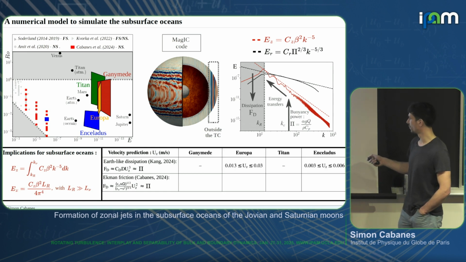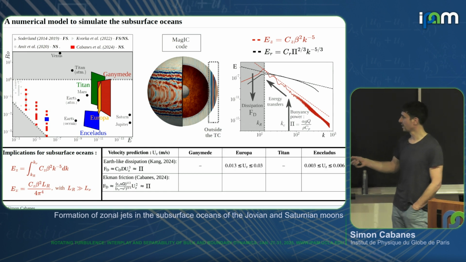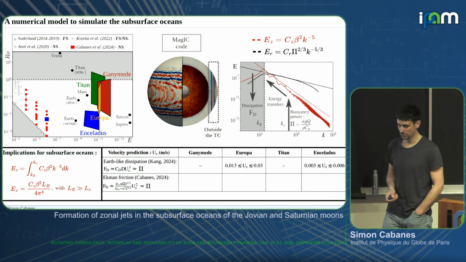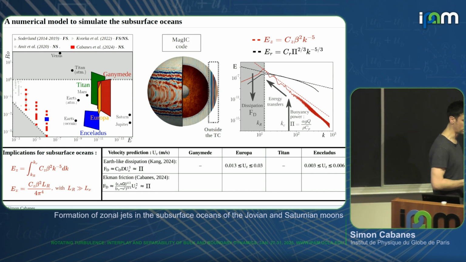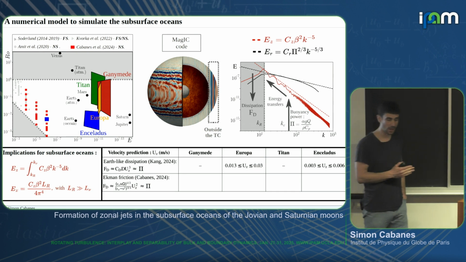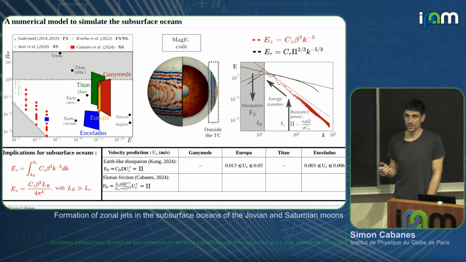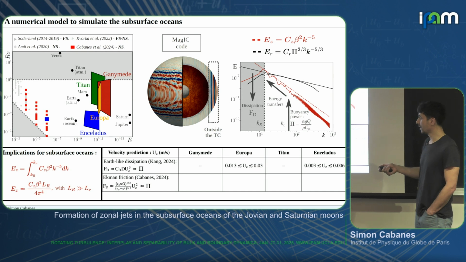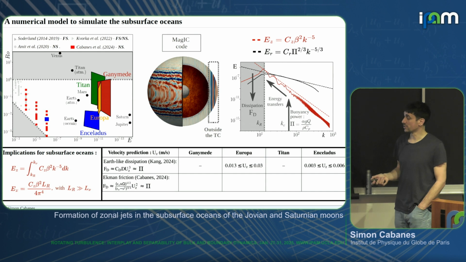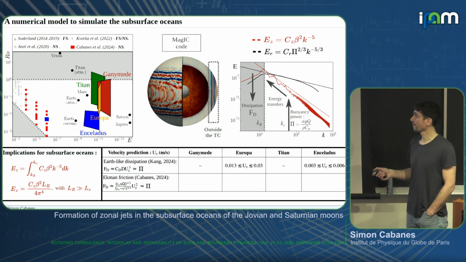And she provided that for Enceladus and Europa yesterday. And it is about a few millimeters per second for Enceladus and about a few centimeters per second for Europa. However, transposing a coefficient which has been calibrated from the Earth is a very good idea, but it's somehow speculative for an ice shell where we don't know exactly what's going on. So we rather decided on an alternative: to consider that energy is dissipated via Ekman friction.